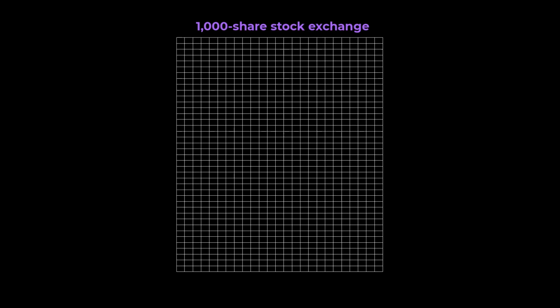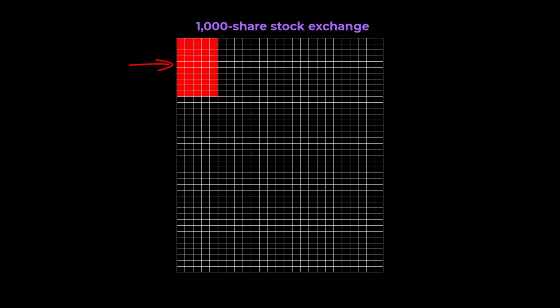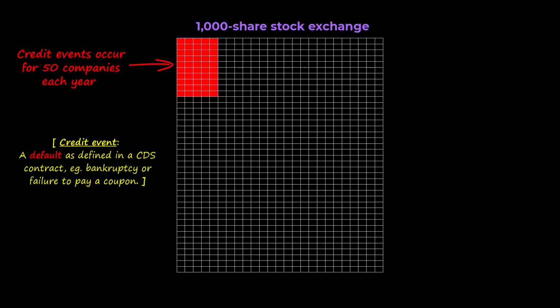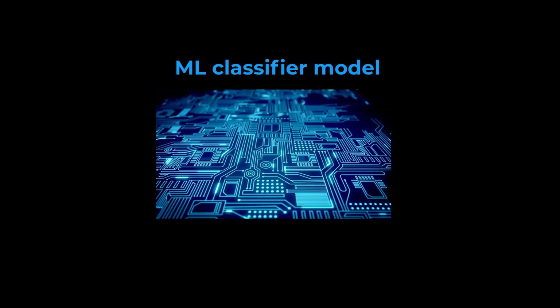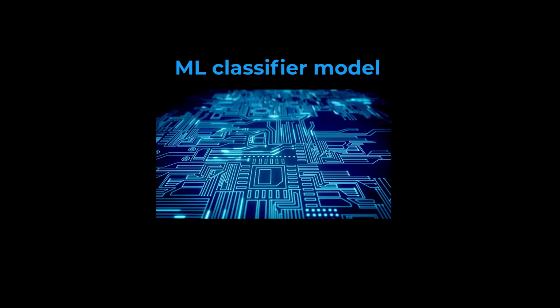Picture this. We have a stock exchange with 1,000 listings. Every year, 5% or 50 companies have credit events, such as outright bankruptcy or coupon default. Now assume you have a machine learning binary classifier which you believe has some ability to predict credit events.